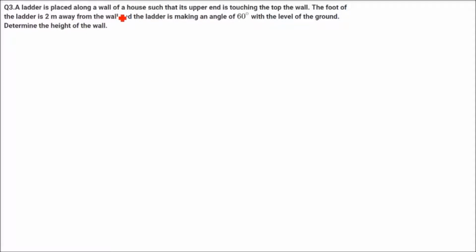A ladder is placed along a wall of a house such that its upper end is touching the top of the wall. So there is a wall and there is a ladder which is touching the top of the wall. So this is the wall and this is your ladder.